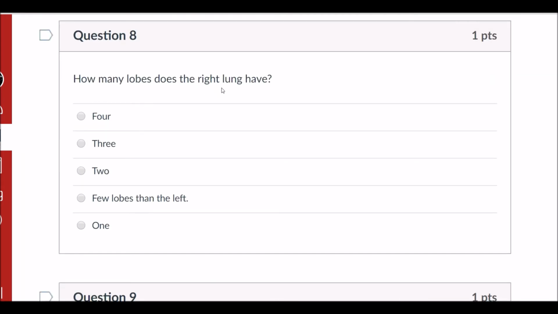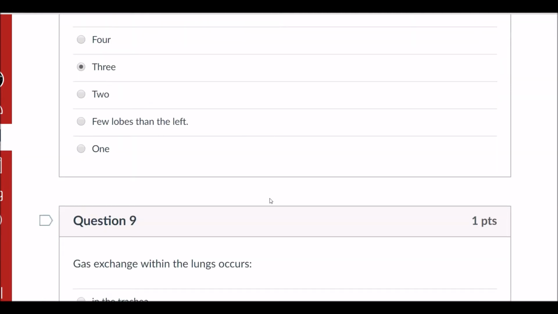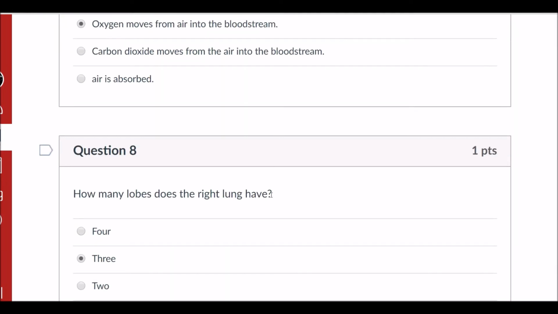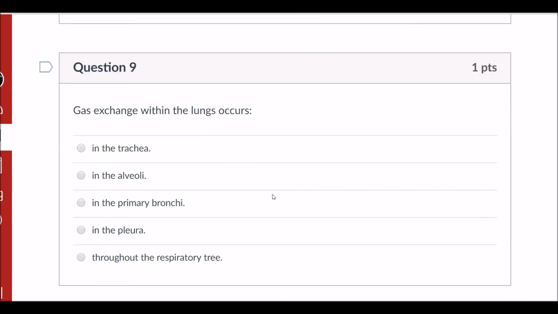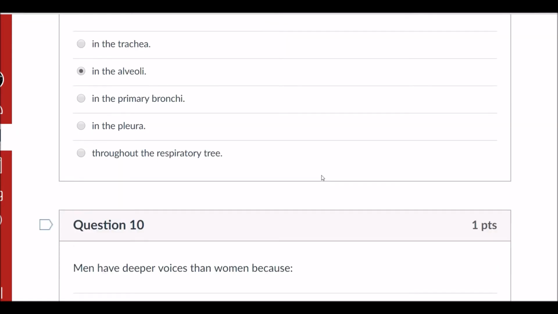How many lobes does the right side have? 3. That's the bigger side, right? How many does the left side have? 2. Good question. Gas exchange within the lungs occurs where? Alveoli. Those are the blind-ended sacs in your lungs. So we'll cover that on Thursday. These are kind of preview questions.